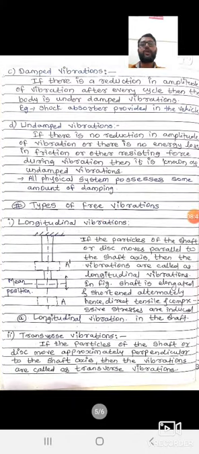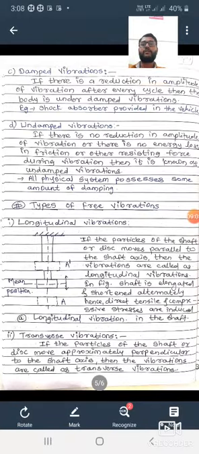The next type is damped vibrations. Students, damped vibration means if there is a reduction in amplitude of vibration after every cycle, then the body is under damped vibrations. For example, the shock absorber provided in any vehicle, that is a two-wheeler or four-wheeler, is an example of damped vibrations.